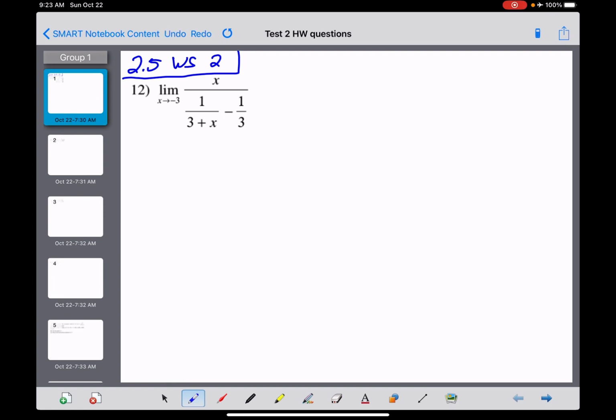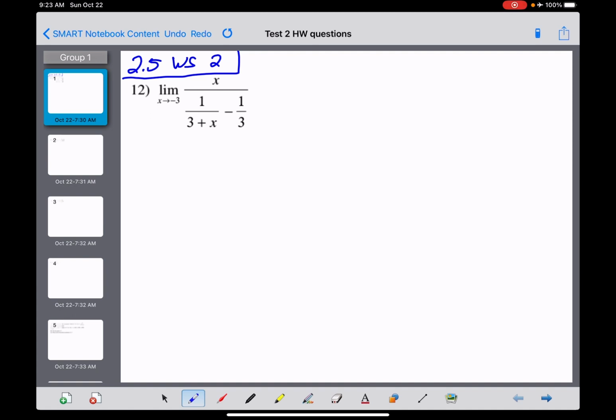pretty nasty complex fraction. We've seen a decent amount that have fractions in the numerator, like number 11, if you've got this worksheet right next to you. And I think we saw some in our notes like that too. This is a unique one, though, because it has fractions in the denominator.